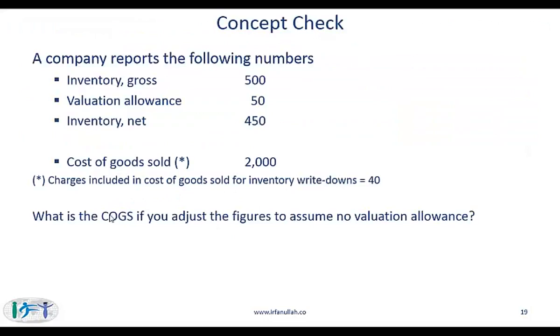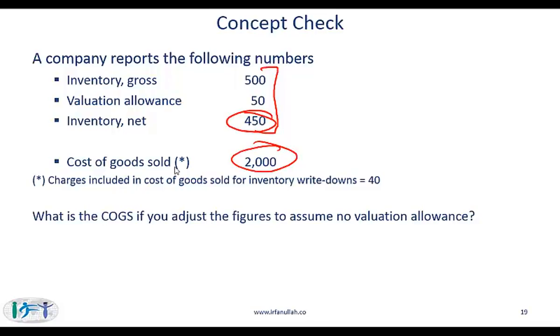Here is a quick concept check, and something like this is more likely to show up on the exam. The question is, what is the COGS if you adjust the figures to assume no valuation allowance? What is your starting point? It is the reported number, and this reported number does include the effect of inventory write-downs. Now, I've given you multiple pieces of information over here. This is what's shown on the balance sheet and associated notes. The reported number is 450, which is the gross value minus the valuation allowance.